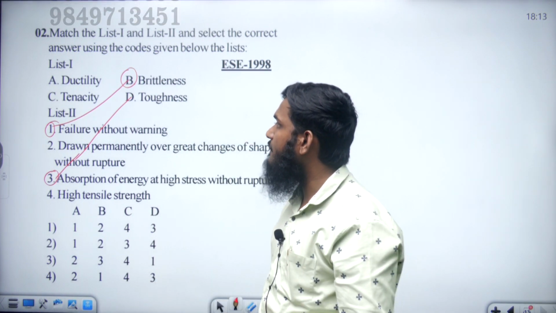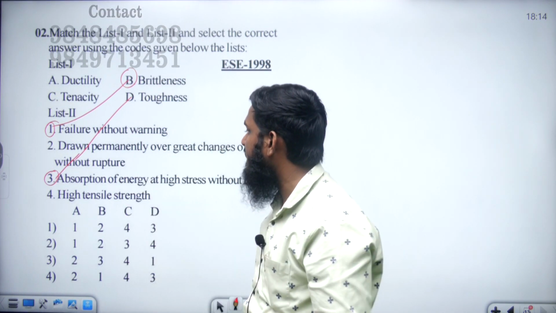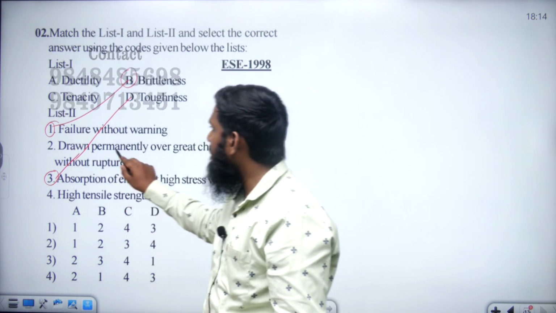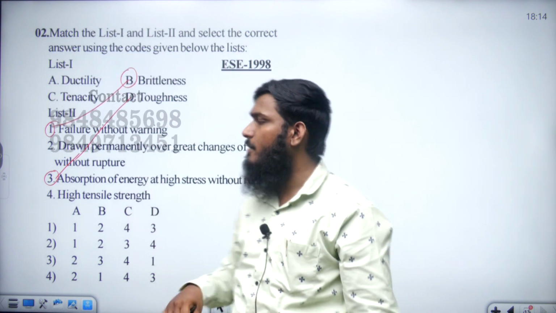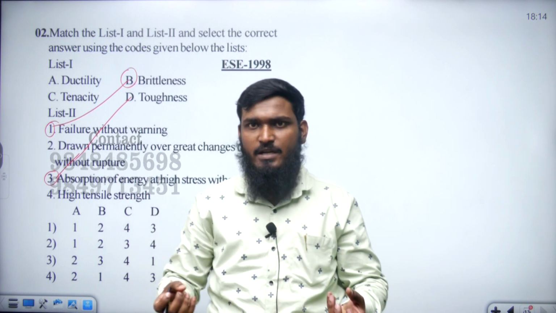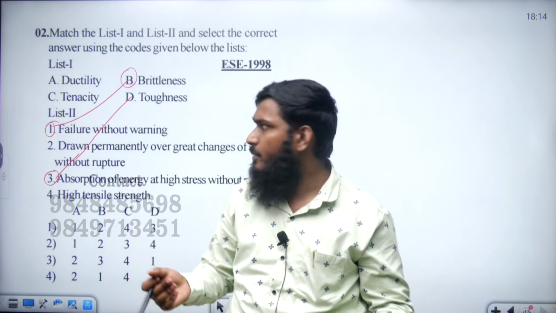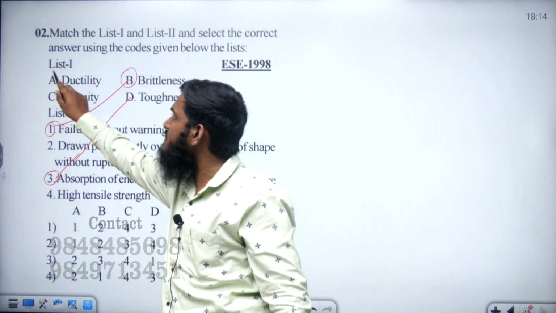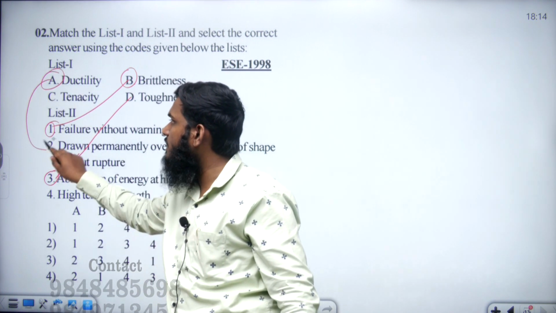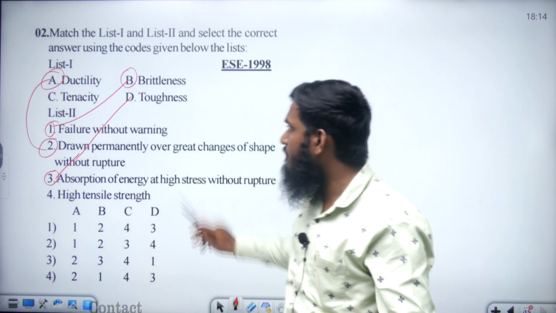Okay. Now next, what can we say? This part, the second point we are having: drawn permanently over great changes of shape without rupture. So it is having the deformation, we are having the large deformation. So when we are having the deformation, it is coming under what? Ductility. According to these options, we are matching this one.